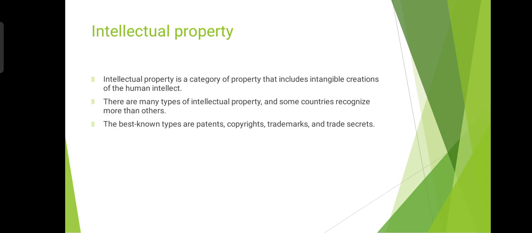First, we have to know what is meant by intellectual property. Intellectual property is a category of property that includes intangible creations of the human intellect. There are many types of intellectual property and some countries recognize more than others. The best known types are patents, copyrights, trademarks, and trade secrets.